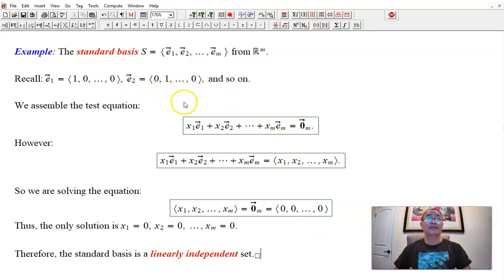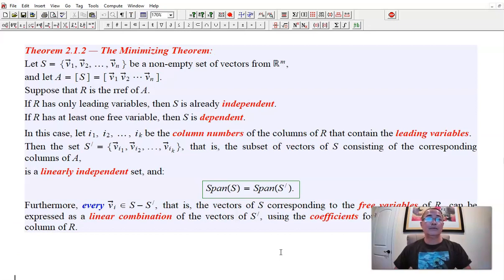Now, of course, these are very, very simple vectors. So what do we do if we have more complicated vectors? For this, we have to remember what we did in section 1.6. If you're solving a homogeneous system of equations, all you have to do is put the coefficients into a matrix and then find the rref of that matrix. If you have a free variable, then you have an infinite set of solutions to that homogeneous system. If you only have leading variables, you don't have free variables, then you have only the trivial solution to that system of equations.